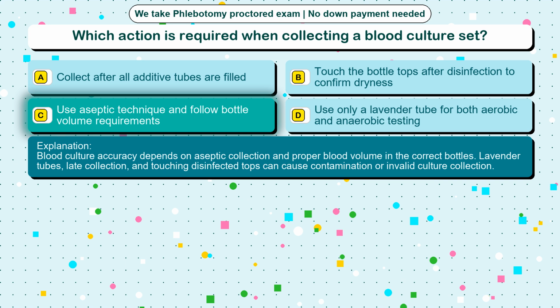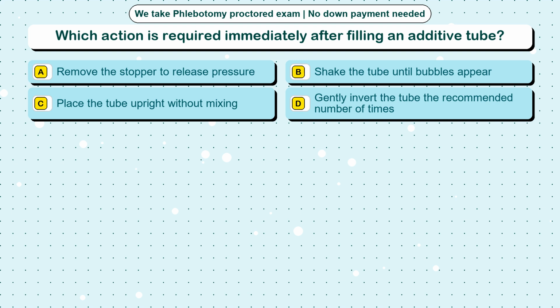Blood culture accuracy depends on aseptic collection and proper blood volume in the correct bottles. Lavender tubes, late collection, and touching disinfected tops can cause contamination or invalid culture collection. Question 10. Which action is required immediately after filling an additive tube?